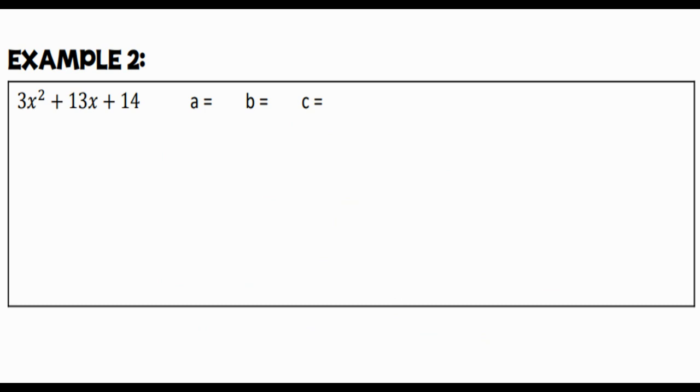We have 3x squared plus 13x plus 14. So my A is 3, B is +13, and C is +14. Our first step is to multiply A times C. So I'm going to do 3 times 14. And if you don't have your calculator, again, a quick mental math. 3 times 10 is 30. 3 times 4 is 12. So you add those together and you would get 42.